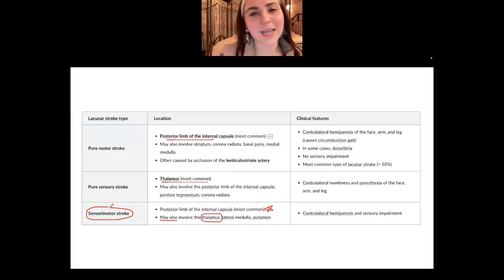When you get closer to your exam, I actually have a really good question that highlights this to show the difference between that and others. But I wanted you to at least be aware that that can happen, so I just wanted to mention it here. A lot of the time, just get used to recognizing these pure motor strokes. That's going to be the posterior limb of the internal capsule. That's going to be your lenticulostriates, those little arteries coming off the MCA. All right.